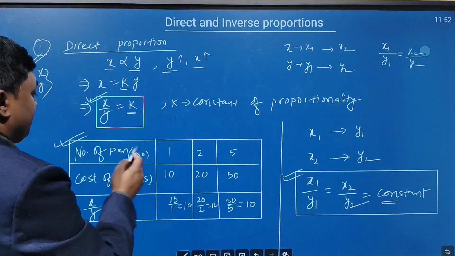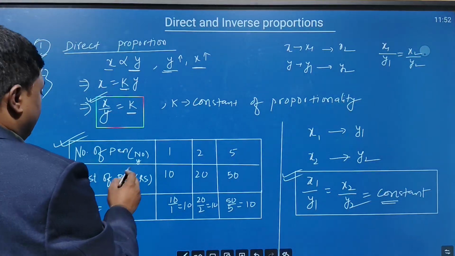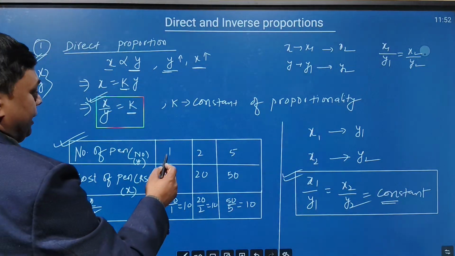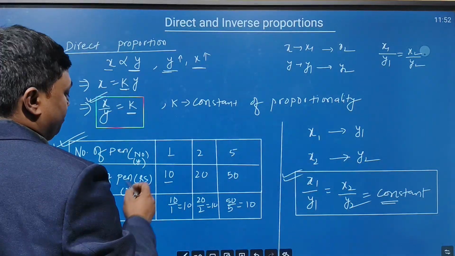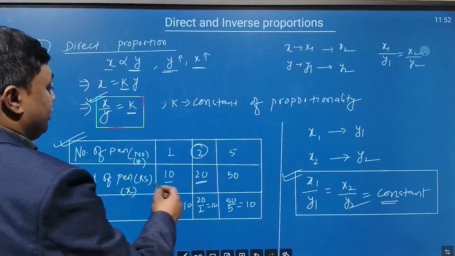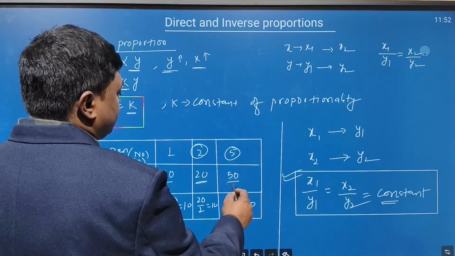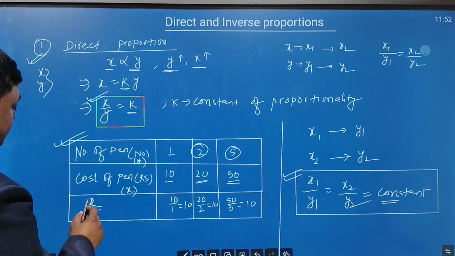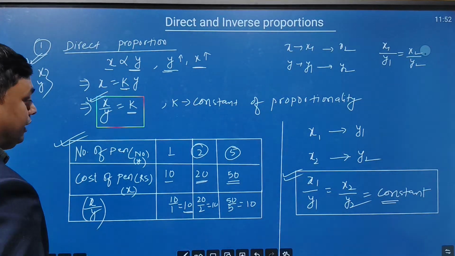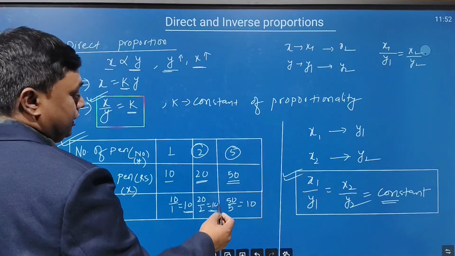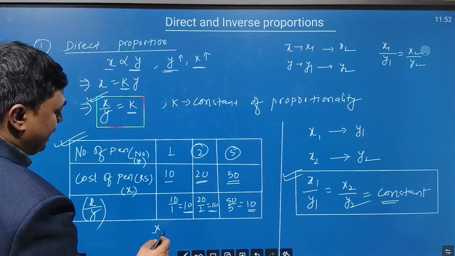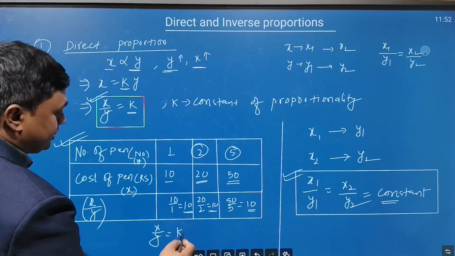Let's see here. Number of pens, let's take this as y, and cost of pen is x. If the number of pens is 1, the cost is 10 rupees. If the number of pens becomes 2, the cost becomes 20 rupees. If the number of pens becomes 5, the cost becomes 50 rupees. But check once: x by y means 10 by 1, how much? 10 only. Here also see 20 by 2, how much? 10 only. 50 by 5, how much? 10. It means x by y is going to be constant.